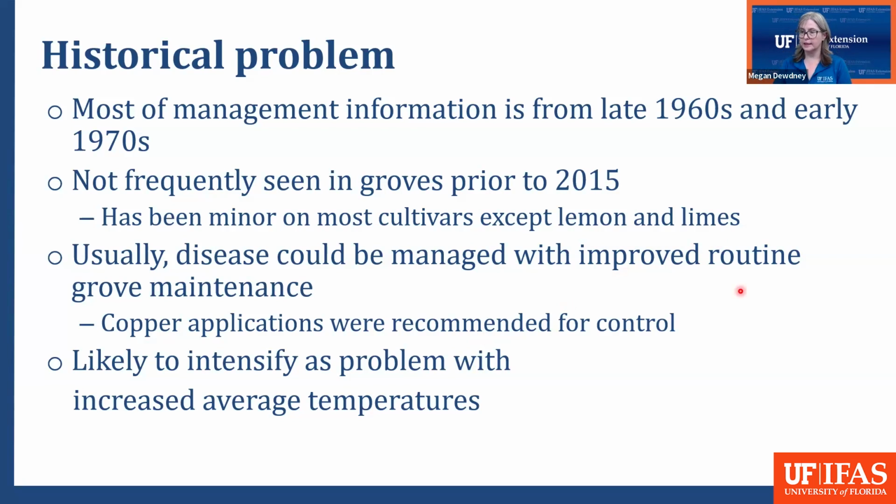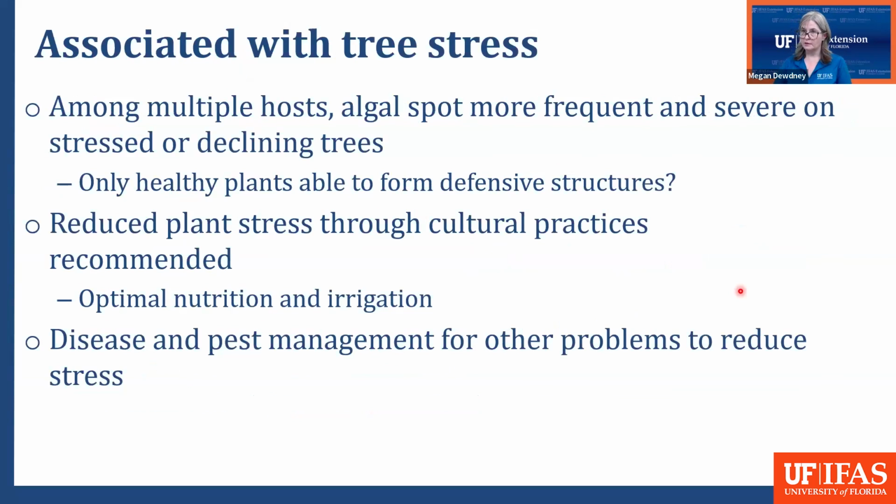Unfortunately, this disease is likely to intensify as a problem as we get our increased average temperatures over time. We're finding this in several different crops, that algal spot is becoming more and more problematic. But it is also a concern when we have these canopies that are not as full as they used to be. So it is associated with tree stress, and that's found on multiple hosts, and it's more frequent and severe when the trees are stressed or declining, as we see often with our HLB stressed trees.